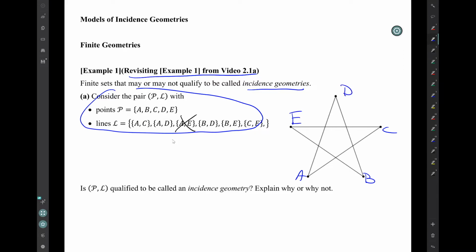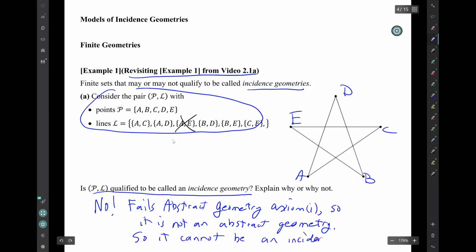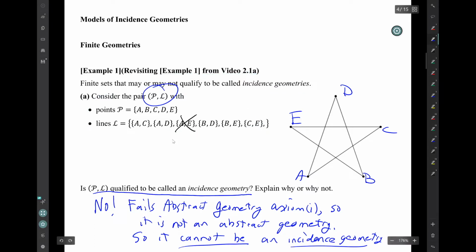So the question is: is this pair qualified to be called an incidence geometry? Explain why or why not. Well, the quick answer is no, because it is not qualified to even be called an abstract geometry. So since that pair, script P, script L, is not qualified to be called an abstract geometry, it also cannot be an incidence geometry. Because remember, an incidence geometry is a special kind of abstract geometry.